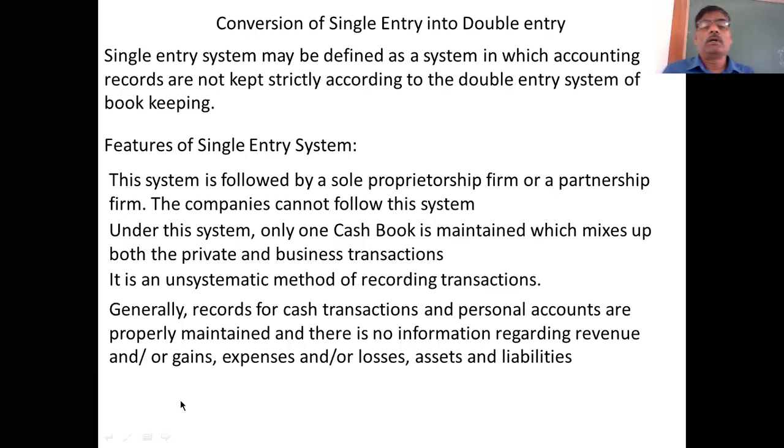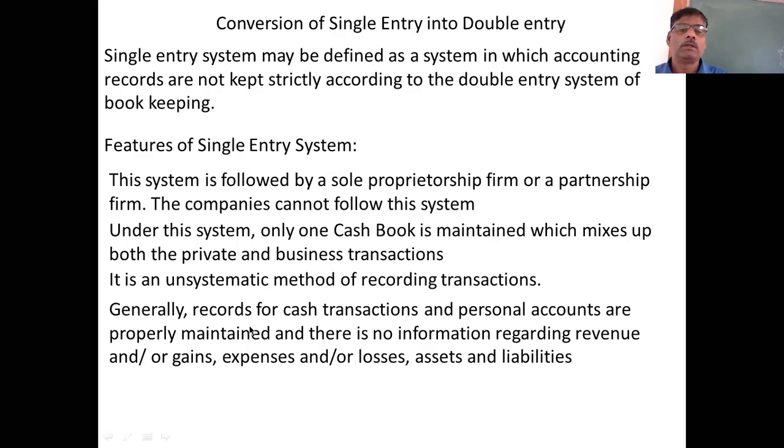And generally, you remember, records of cash transactions and personal accounts are properly maintained. Personal accounts relating to trade debtors and trade creditors are maintained, and there is no information regarding revenue or gains, expenses or incomes, assets and liabilities. You make 3 to 5 points in this point. This point is only one feature, and in this feature you may make 3 to 4 points.